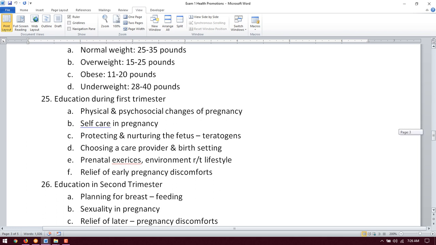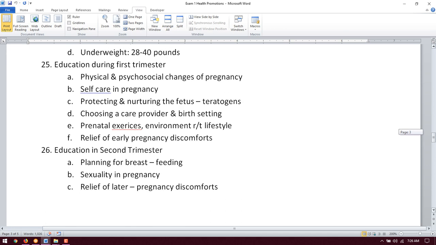Review, and I'll kind of put it up here. Review education during each trimester. What things do we need to teach moms and dads during each trimester? Because remember, going back to the first unit, if it's not relevant, they don't learn.